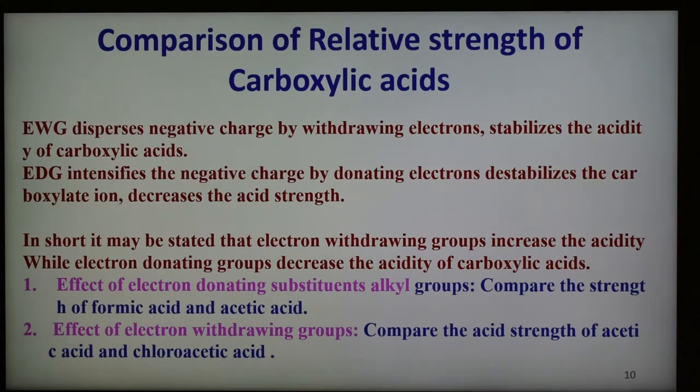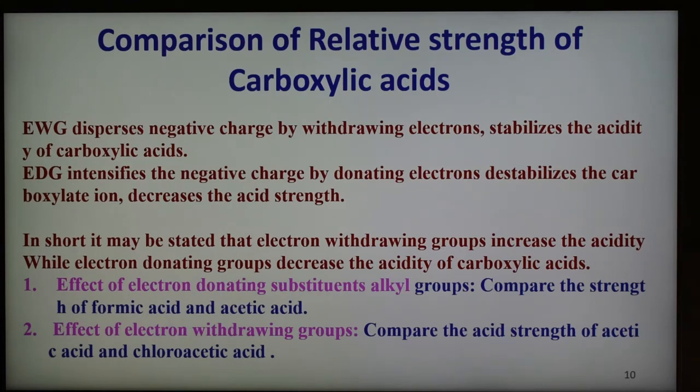we look at the relative strength of carboxylic acid, which can be decided on the basis of which group is present, an electron withdrawing group or an electron donating group. Carboxylic acid exists in an equilibrium with the carboxylate ion and the hydronium ion. As we know, RCOOH reacts with water forming RCOO minus and H3O plus. These two ions are formed, and the dissociation or acidity constant Ka equals the concentration of products upon the concentration of reactants. So pKa equals minus log Ka.